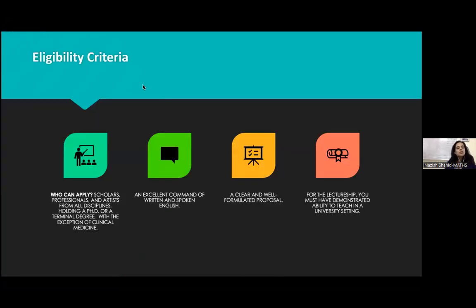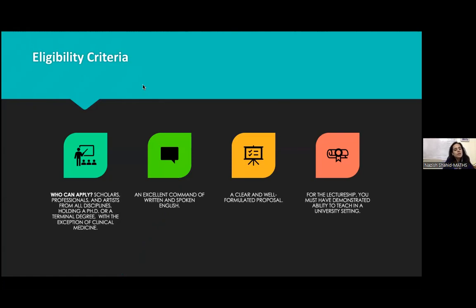Thank you. So, eligibility criteria, I will be going over this. Who can apply? Scholars, professionals, and artists from all disciplines holding a PhD or a terminal degree, with the exception of clinical medicine. So you can have an MBA and you can apply for this program. You can have a PhD in humanities, in languages, or in sciences or non-sciences, and you can apply for this program.